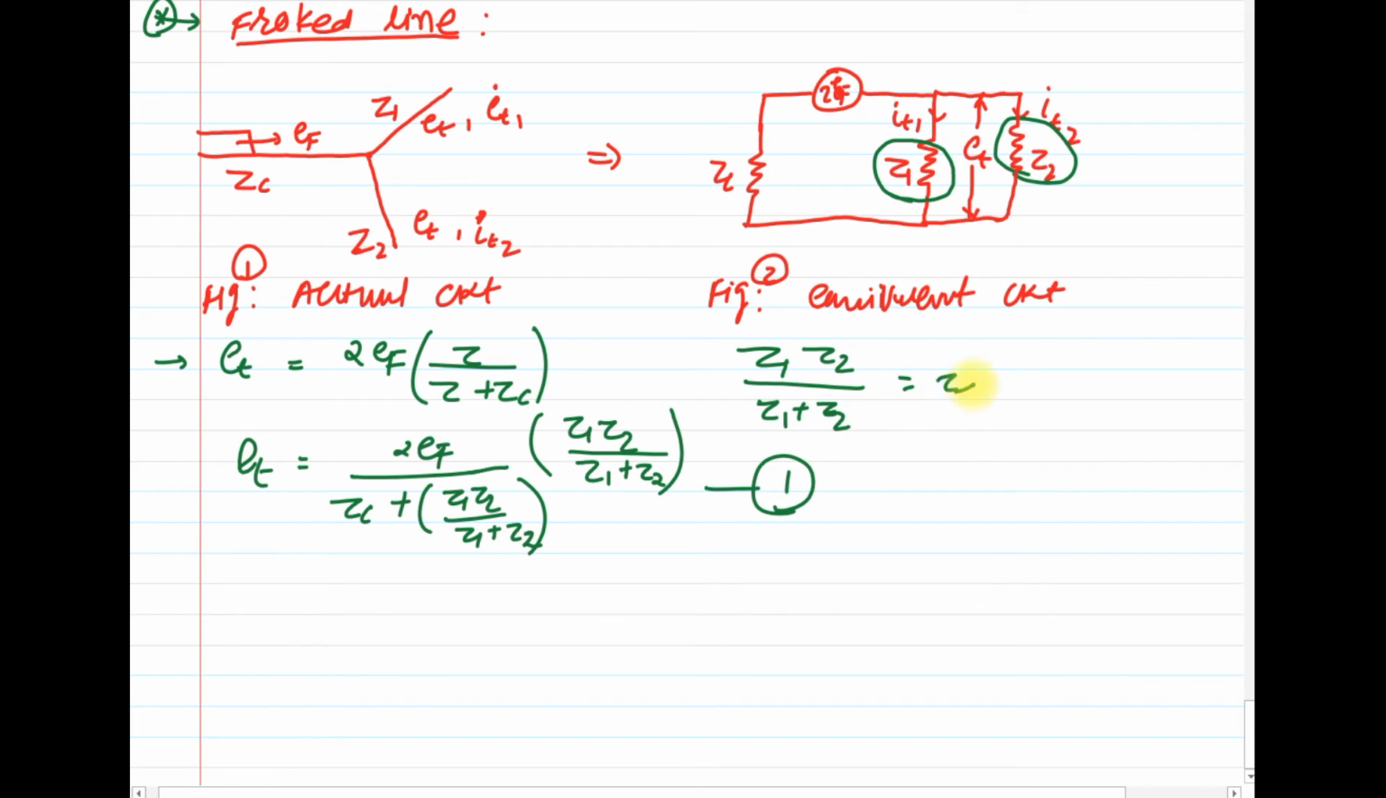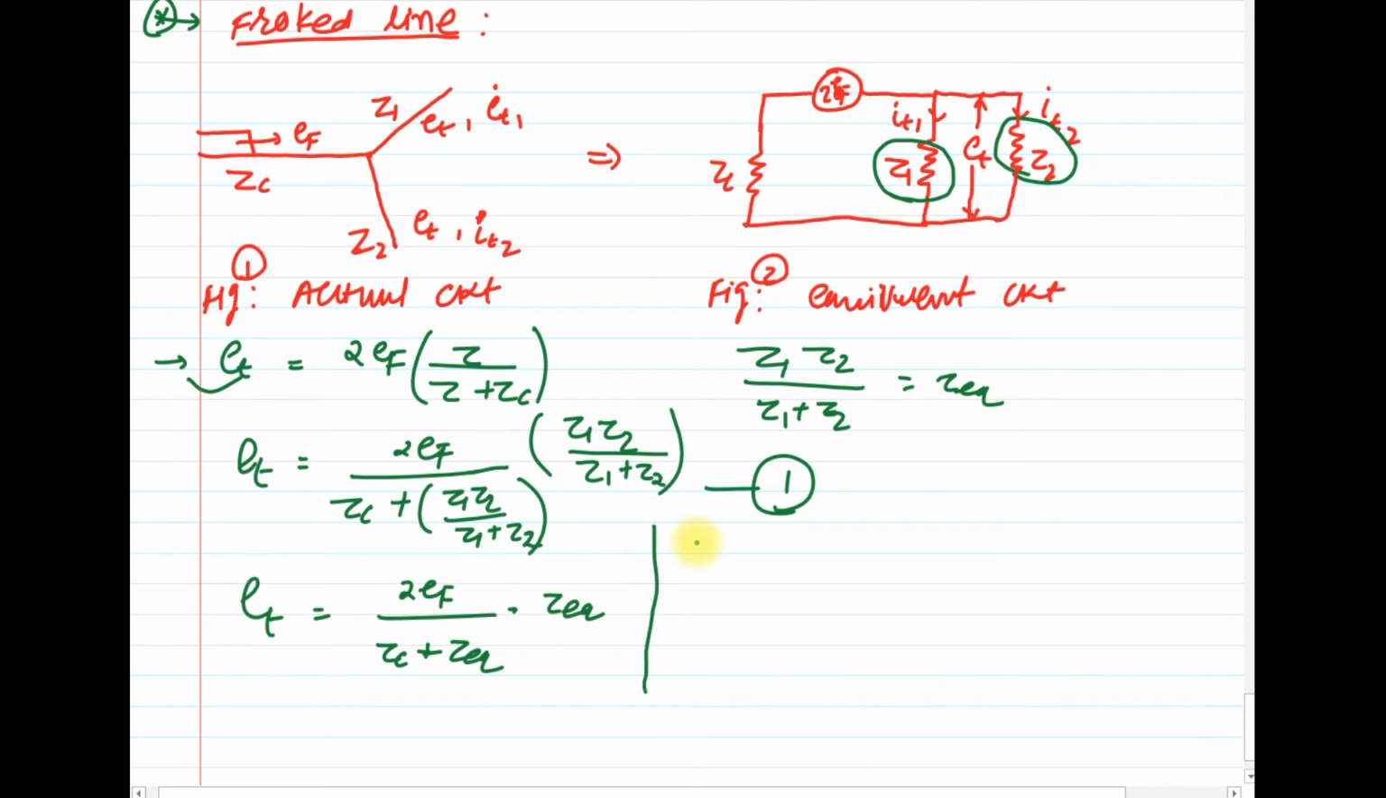Just which is here Z equivalent. Or if you wish, you can modify this equation: ET is equal to 2EF divided by ZC plus Z equivalent, which is equal to Z1 Z2 divided by Z1 plus Z2. Same way as we have written over here for without fork line. Clear? Now same way we have to calculate or write down the equation for ER, IT and IR.